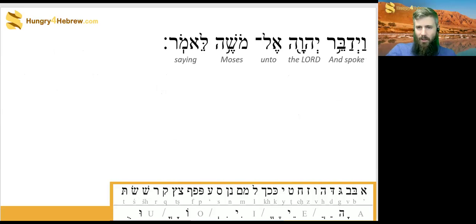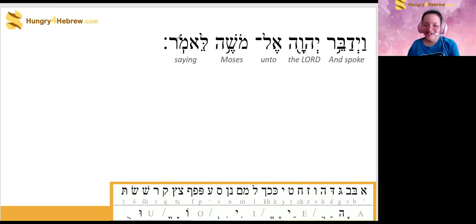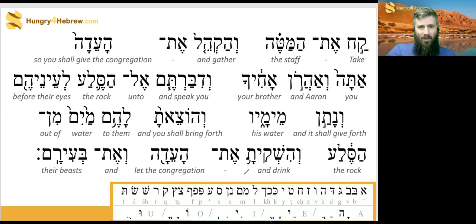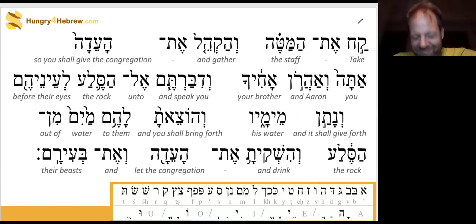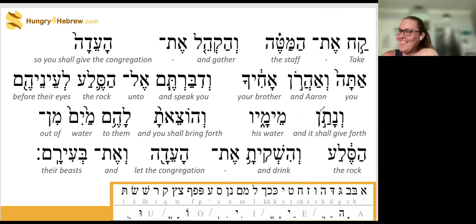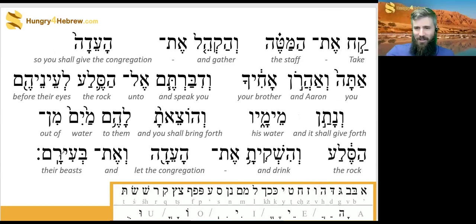All right, here we have a little itty-bitty verse that I would hate to give to anyone to read, so I'll read it instead. Vayidaber Adonai el Moshe Lemor shows up scores of times in the Bible. The Lord spoke to Moses saying. Wow, that's a long verse. Who wants this monster? I can. Oh, Jesse wants it too. Okay, go ahead, Thomas, and then Jesse, I'll give you the next two.